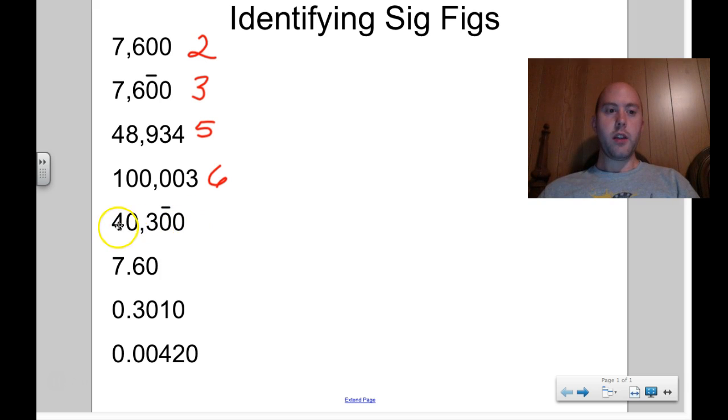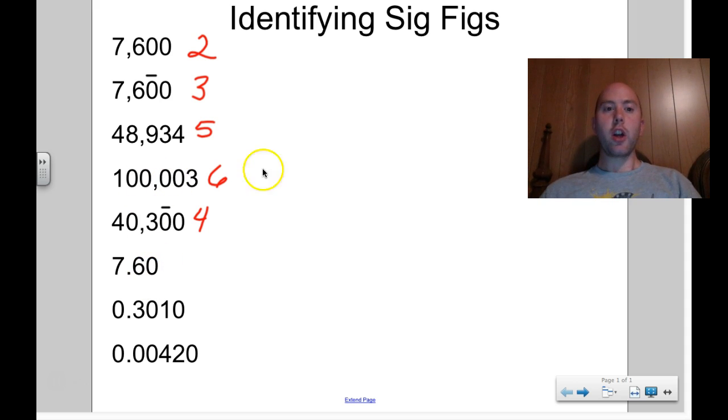40,300. Okay, there are 1, 2 sig figs that are non-zeros. This zero has a bar over it. There's 3 sig figs. This zero doesn't have a bar, but it is in between sig figs, so therefore that does count. This zero, there's no bar, it's not between sig figs, it does not count. So this one is 1, 2, 3, 4 sig figs.